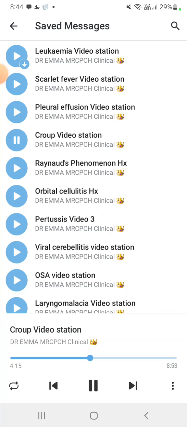Obviously PO2 will be less in this child, and if there is deep respiration without much tachypnea, then PCO2 buildup will be there. Raised PCO2 will be seen.